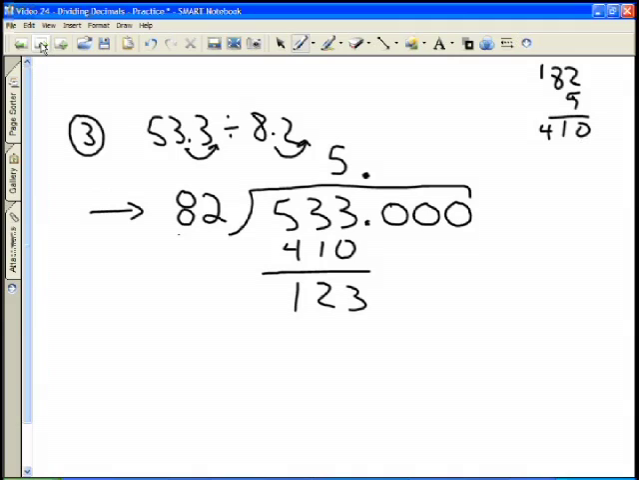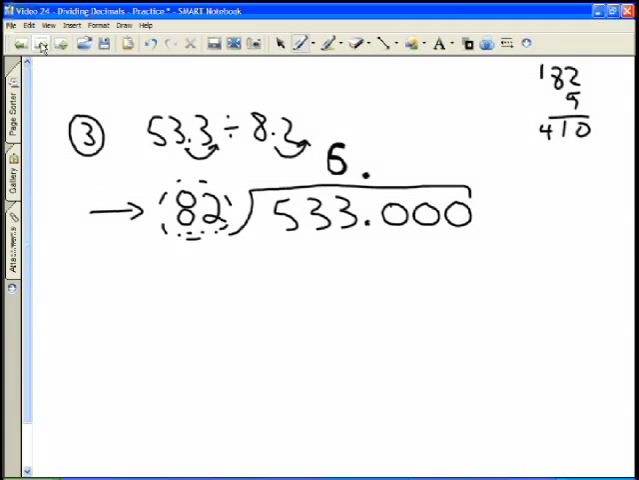123 is larger than 82. And so I know that the number can't be 5. I've got to pick the largest number, and I'm going to have to change that to a 6. So do you see what I mean? When the number underneath, that 123, is larger than 82, it means you can squeeze one more 82 out of there. So I hope that makes sense.